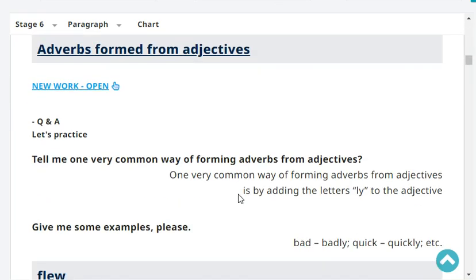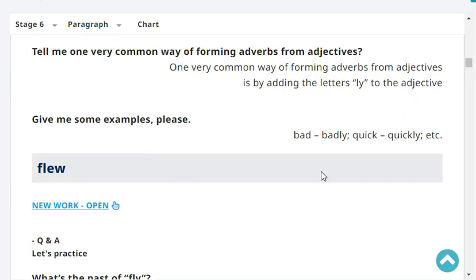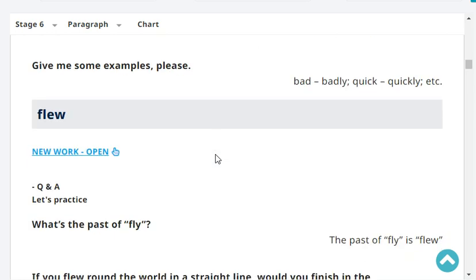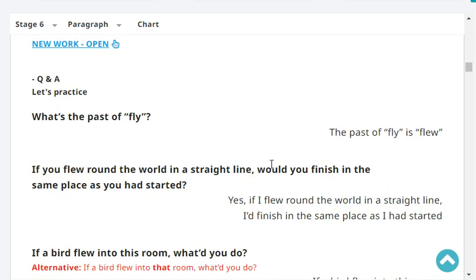Tell me one very common way of forming adverbs from adjectives, please. One very common way to form adverbs from adjectives is by adding the letters ly to the adjectives. Give me some examples, please. Bad, badly. Quick, quickly. Very good.